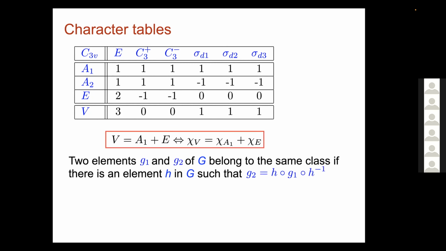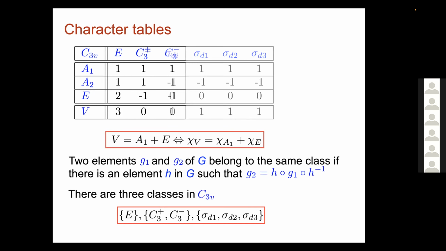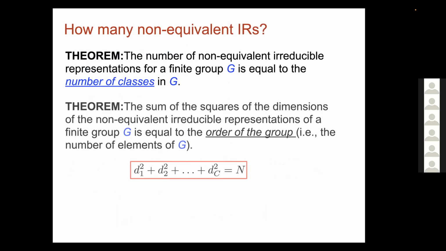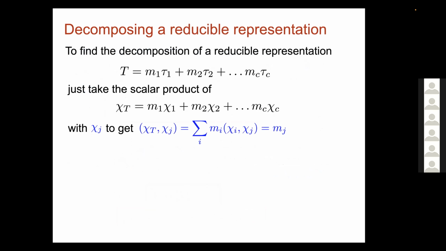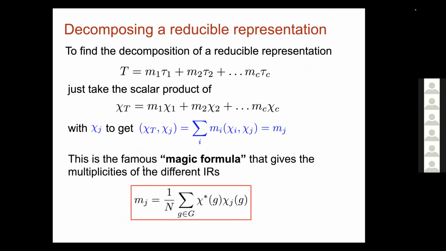So, okay, but that's a good question because at this point you can get lost very easily because there are too many concepts. Yes, thanks. Okay, so in this formula, the magic formula, M is the multiplicity. It tells you how many times the irreducible representation I is contained in T. The sum is over the elements of the group, and J goes over the irreducible representations. The number of irreducible representations is the number of classes.